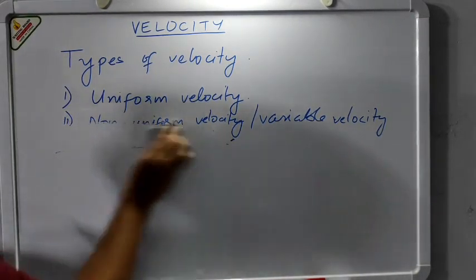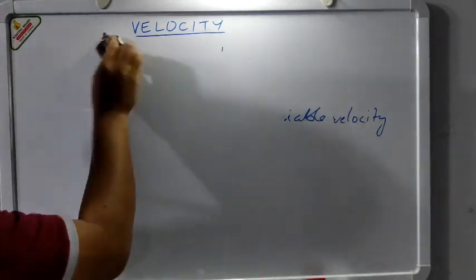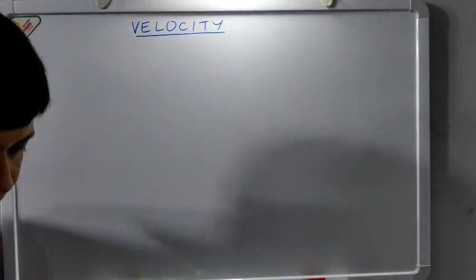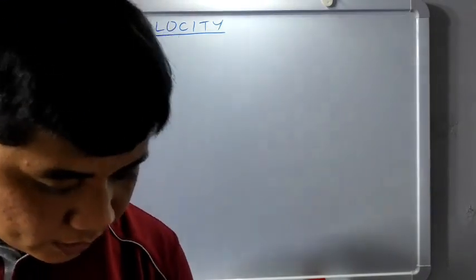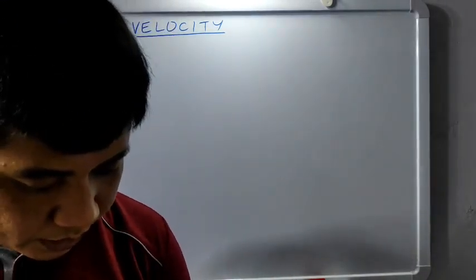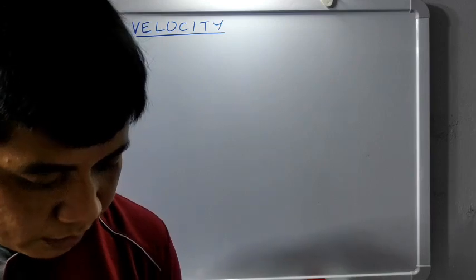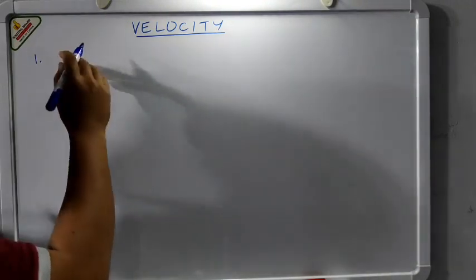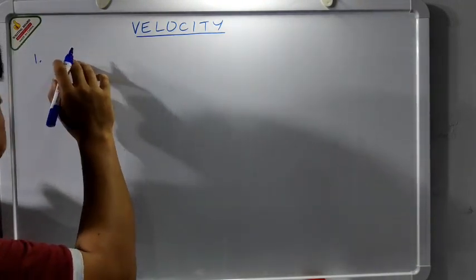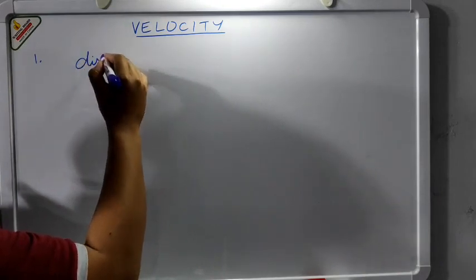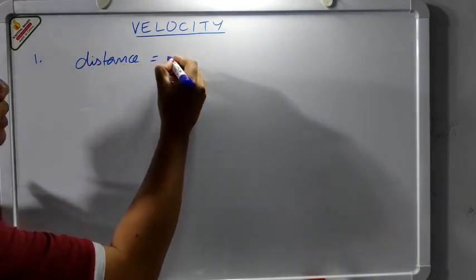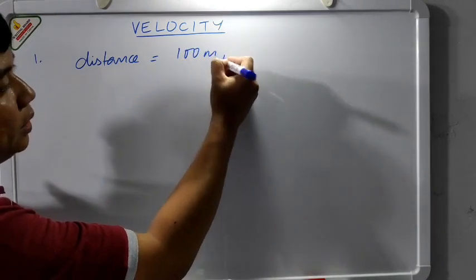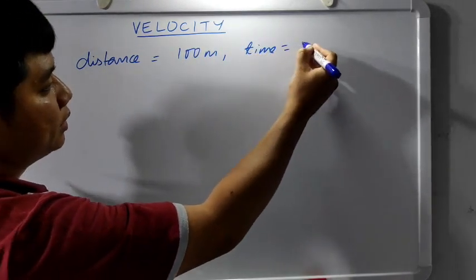Now let me explain the numerical problems in the textbook on page number 10 and 11. Question number 1. A cyclist covers a distance of 100 meters in 20 seconds. Calculate the speed of the cyclist in meter per second and in kilometer per hour. Number 1. The given are distance, which is 100 meters, and time, which is 20 seconds.